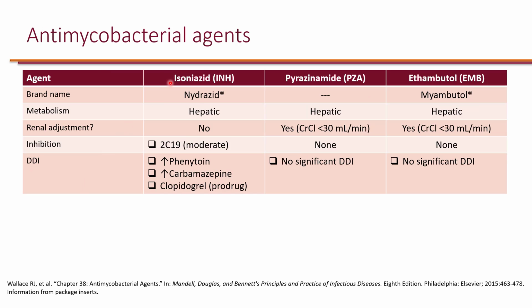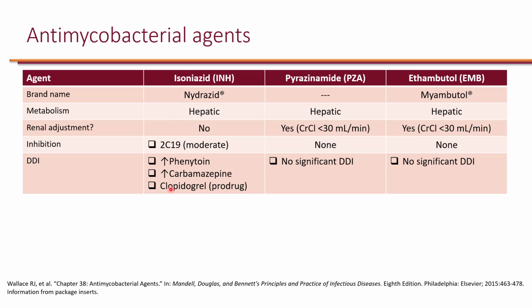Now, isoniazid is hepatically metabolized and it is not renally cleared, so no adjustment. It is not an inducer, but it can inhibit 2C19. This inhibition, which is actually moderate, can lead to some drug interactions, including isoniazid can increase the levels of phenytoin as well as carbamazepine, and it can prevent the activation of clopidogrel. So clopidogrel is a prodrug that needs 2C19 in order to be activated.